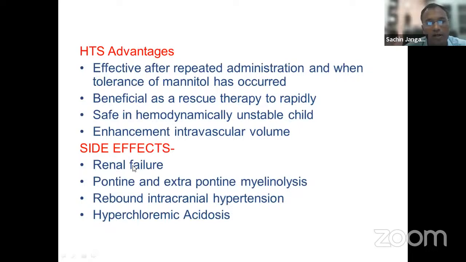Side effects are renal failure, and if there is a sudden change in the serum sodium level, it can lead to pontine or extrapontine myelinolysis. It can also cause rebound intracranial hypertension, and it can lead to hyperchloremic metabolic acidosis.